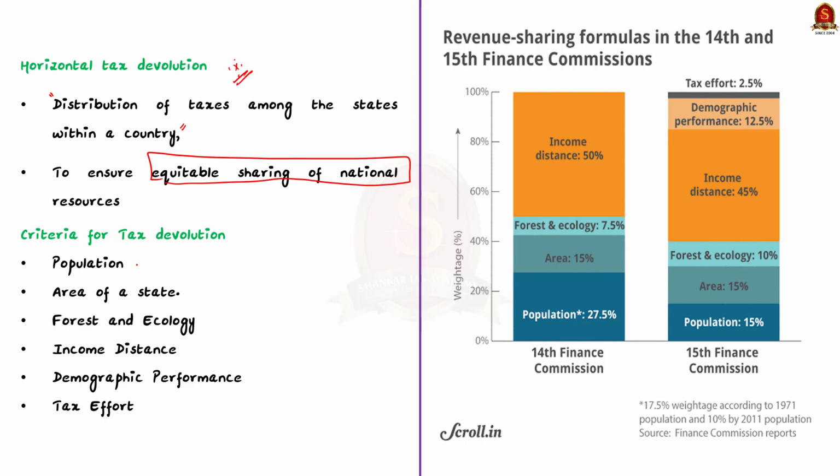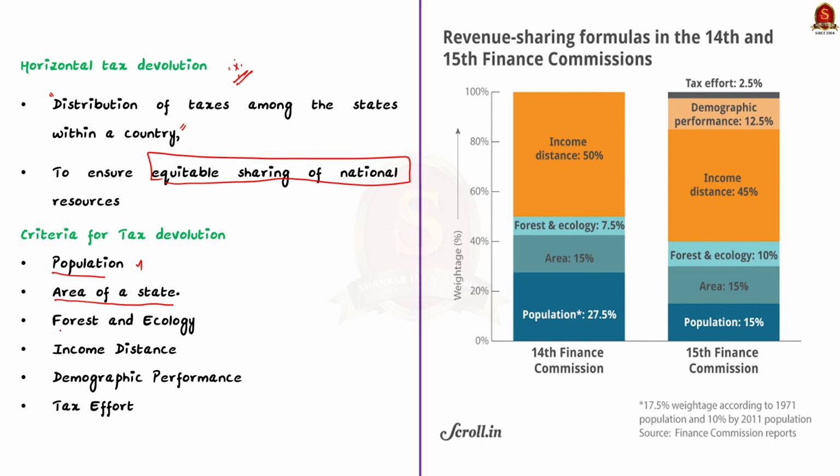First one is population. See, more people means more demand for public services like healthcare, education, infrastructure. So, therefore, states with larger population obviously receive a bigger share of funds to help meet these needs. The second one is area of the state. See, larger states have a high cost of infrastructure and service delivery. So, this criteria ensures that these states get more funds to cover those needs.